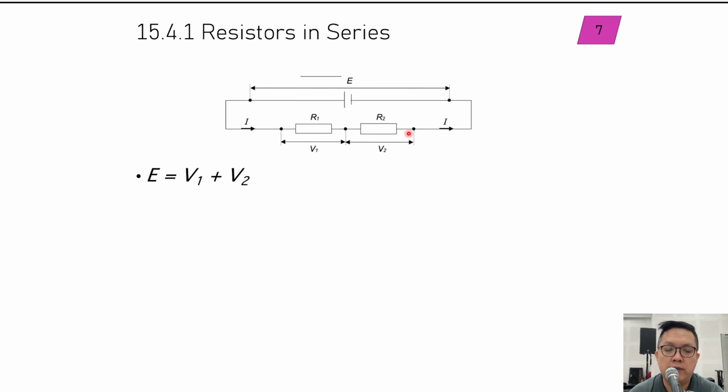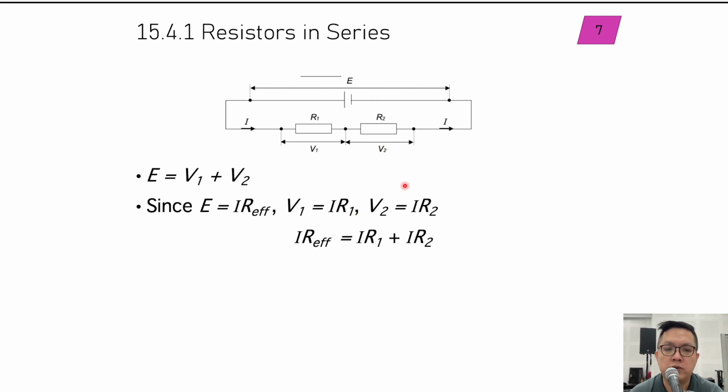Okay, then going back to this E equals to V1 plus V2, we can sub in terms of current and resistance. So E is equals to I R effective. R effective is the overall resistance of these two resistors here. V1, which is the potential drop across R1, is equals to IR1, and same for V2 equals to IR2. So we write it down, I R effective equals to IR1 plus IR2. And you know what's going to come next? We're going to cancel away our current. And we get R effective equals to R1 plus R2.